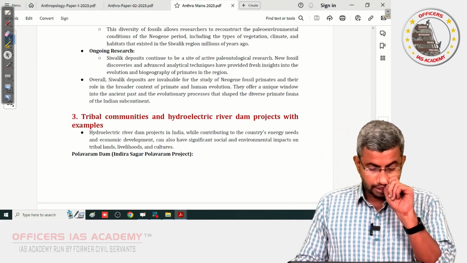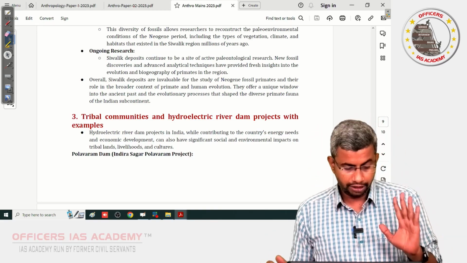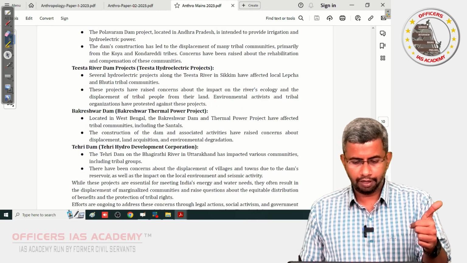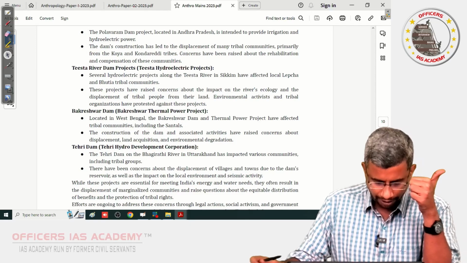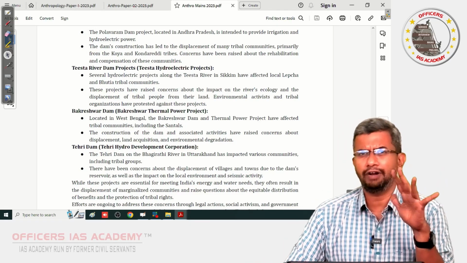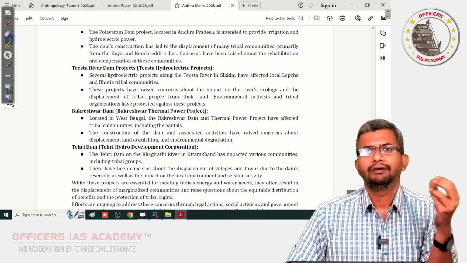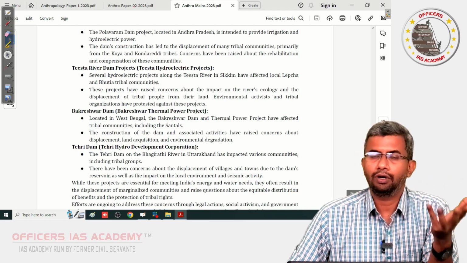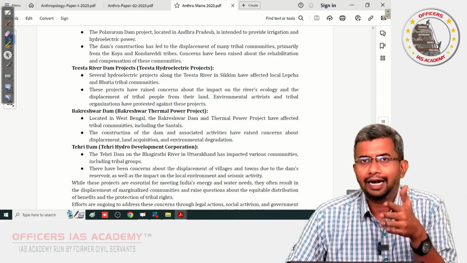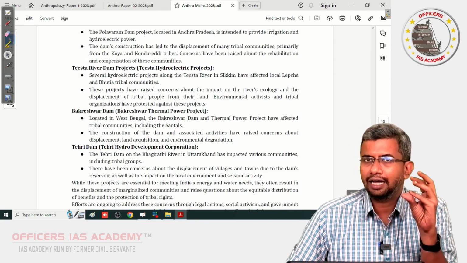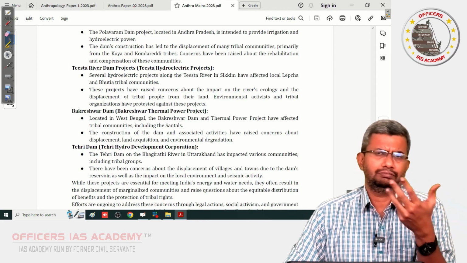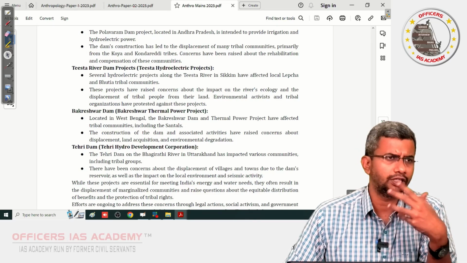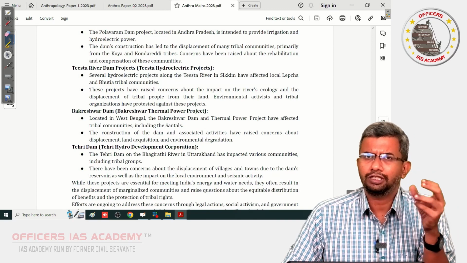And tribal communities and hydroelectric river dam projects. So guys, the Polavaram, Indrasagar river project in Andhra Pradesh and the Tehri project are quite well known as part of development activities and displacement. Because hydroelectric projects is a development activity and displacement of tribals. I'm sure every person who is preparing for anthropology, in any standard textbook, in the classes that you attend, these two projects are always discussed.